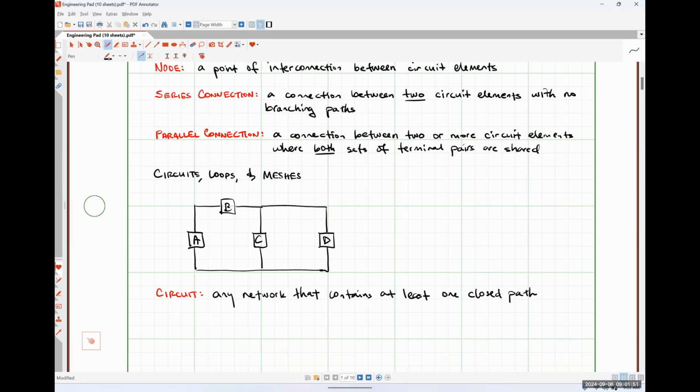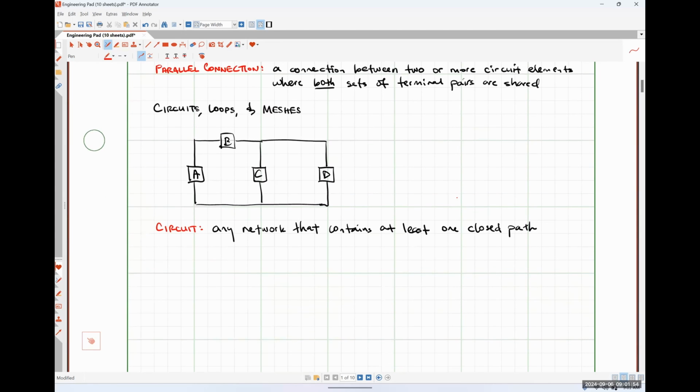Now we're going to define a loop as any closed combination of circuit elements and nodes. So how many loops do you guys think this circuit contains?